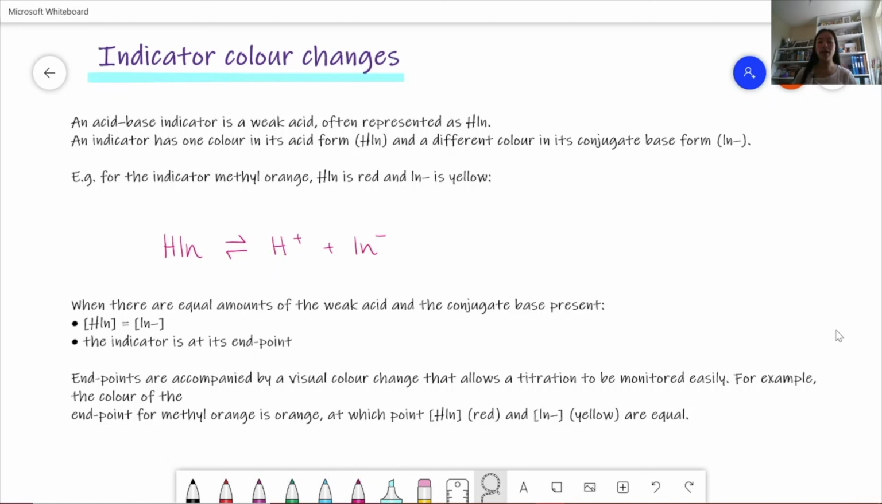So, for example, the colour of the endpoint for methyl orange is orange, at which point the concentration of HIn, which is the red bit, the weak acid, and In-, the yellow bit, the conjugate base, are equal.